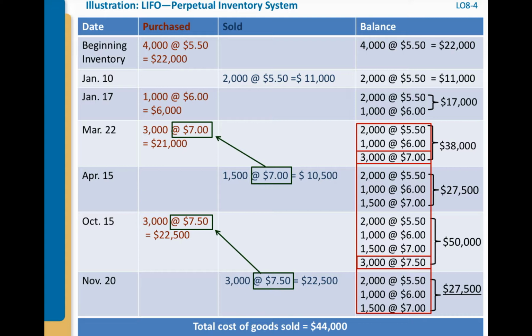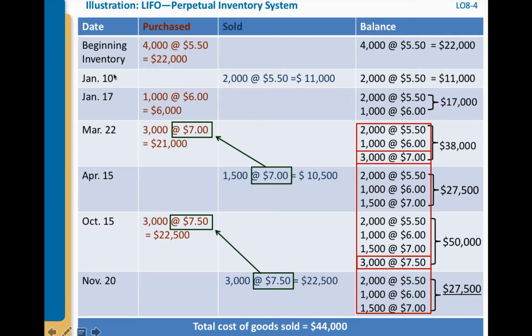Okay, so under perpetual, basically, yes, we're still going to take the oldest inventory first, but if you look at this, for instance, these 2,000 units that were sold on January 10th, well, those are pulling from our very first beginning inventory, right? But if we waited until the end of the period, then those 2,000 units would apply first to our newest inventory. So those would be this last group of 3,000 that was purchased.